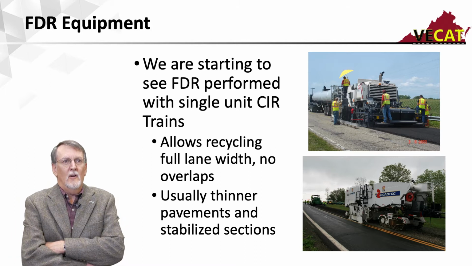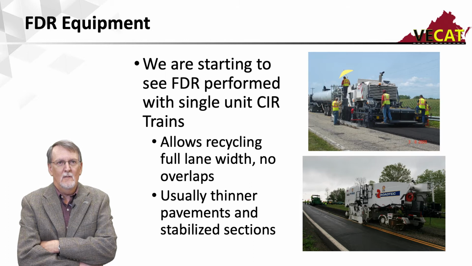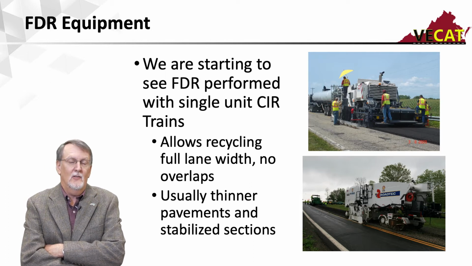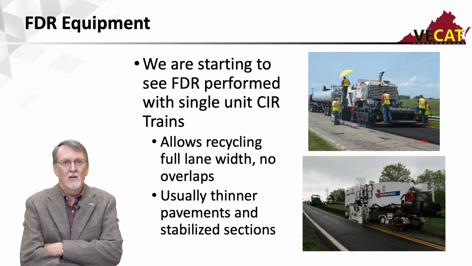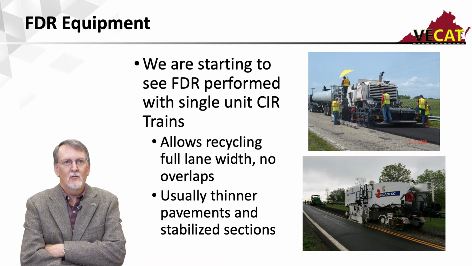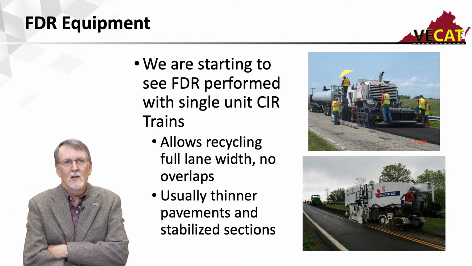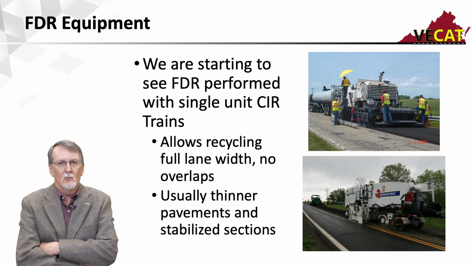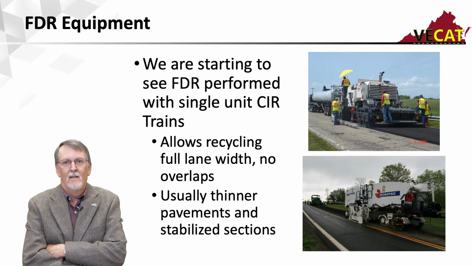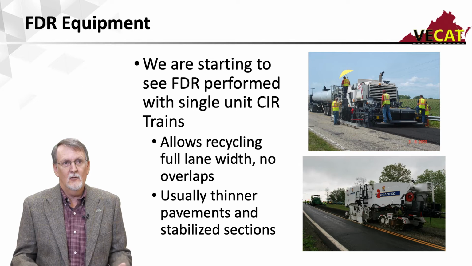One of the things I want to point out, we're starting to see FDR performed with the single unit CIR train. It's a specialized, just a single unit CIR train. It's just a milling machine where they've modified the cutting housing to where it can mix the material. The nice thing about using a single unit CIR train is I can mill up the entire lane width in one pass. Reclaimers are 8 foot wide, so it takes multiple passes to do a road. But with the CIR train, I can do this in one pass.